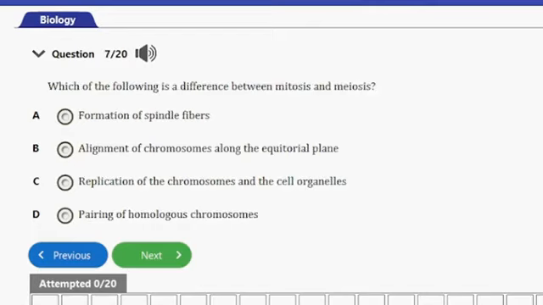So let's consider the next question. Question number 7 here, it says, which of the following is a difference between mitosis and meiosis? A, formation of spindle fibers. B, alignment of chromosomes along the equatorial plane. C, replication of the chromosomes and the cell organelles. D, pairing of homologous chromosomes. So guys, the correct answer to this question is option D here. So that's the major difference between mitosis and meiosis, pairing of homologous chromosomes.